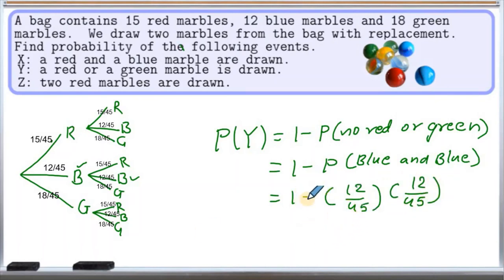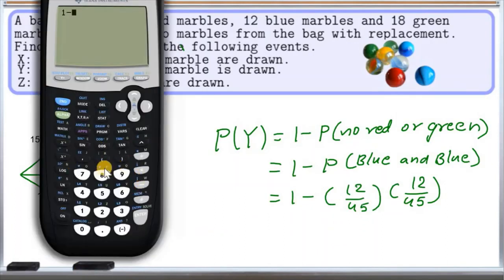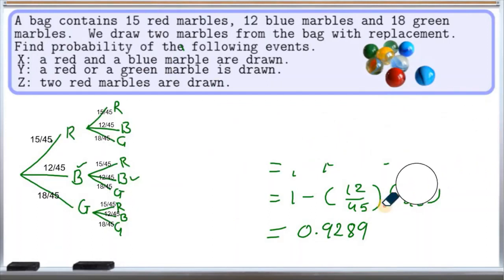Now we just need to evaluate this. So let me show you how to get that in calculator. So therefore the probability of Y equals 0.9289. Now let's work on the very last problem. Let me erase what I have on here.